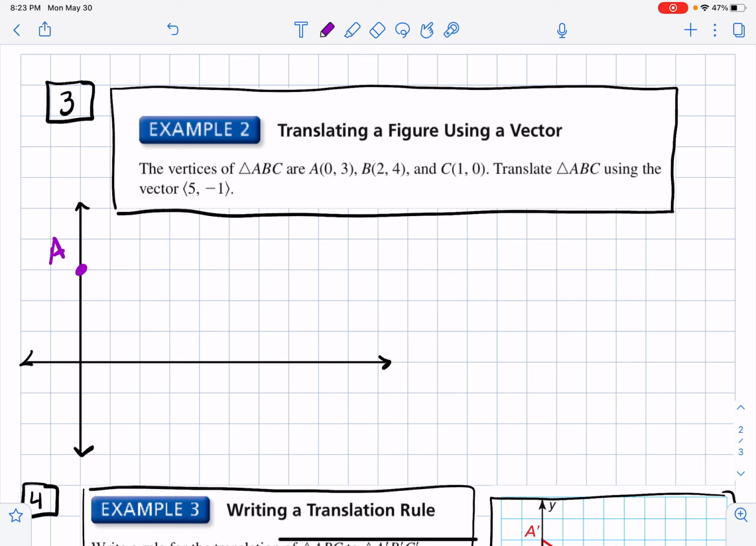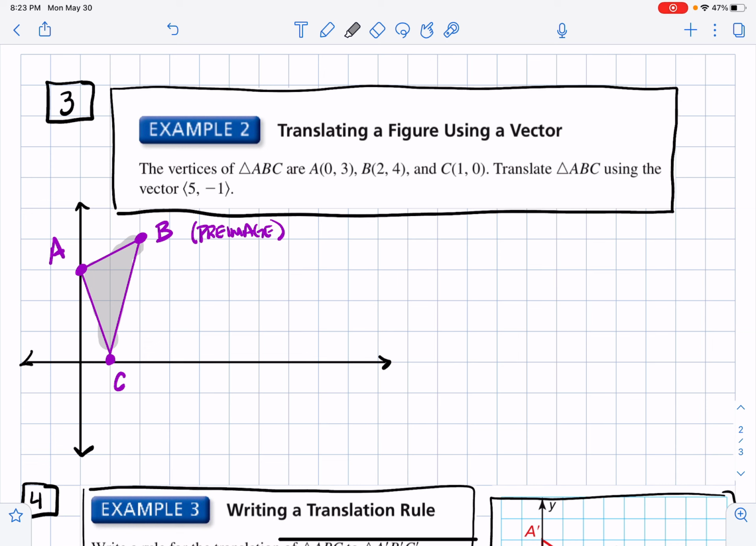2, 4, so 1, 2, 1, 2, 3, 4. Right there, that is point B, 2, comma 4. And then, of course, we have 1, comma 0. 1, comma 0 will be right here. There's point C. So I will draw my triangle just like this, all right? And that is called the pre-image, P-R-E-I-M-A-G-E. Again, the pre-image is just the original shape. So if I wanted to kind of color this in a little bit, that right there, the pre-image would be my original shape.